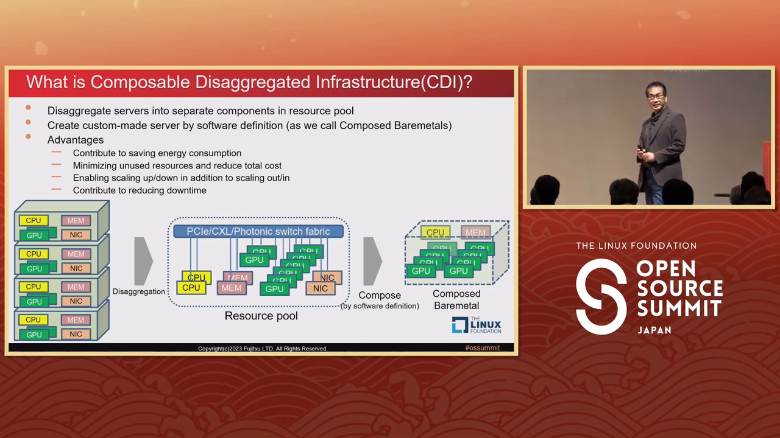CDI has some advantages. It contributes to saving energy consumption and reducing total cost. It's because the user doesn't need to prepare unused resources, and it enables composable bare metal to scale up and down. Moreover, it contributes to reducing downtime. It's because CDI detaches a failed device and then attaches a new one.